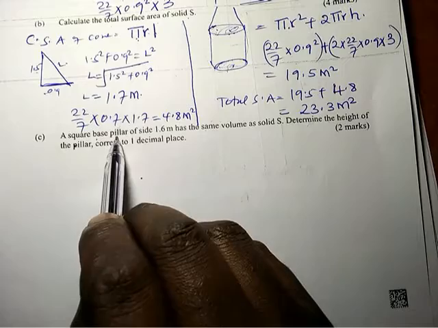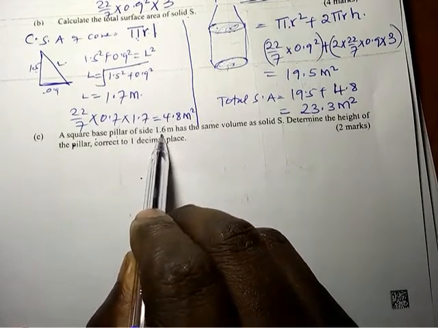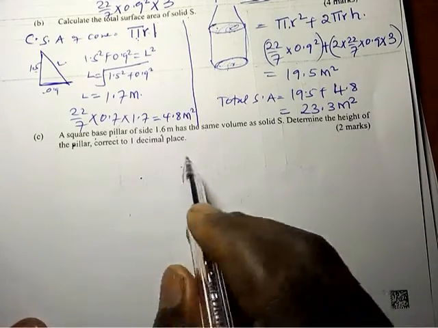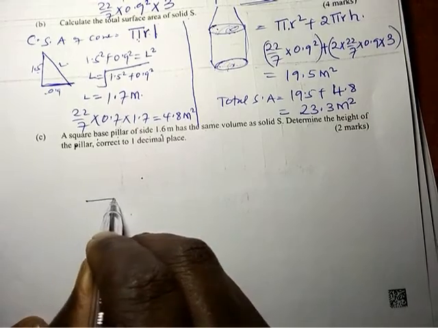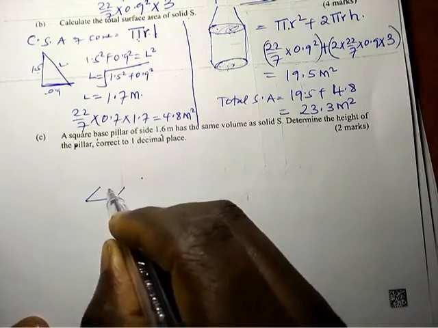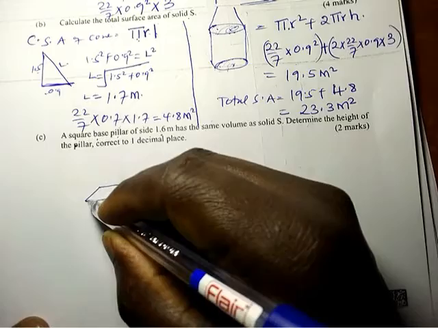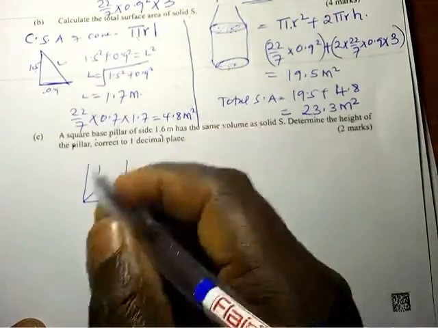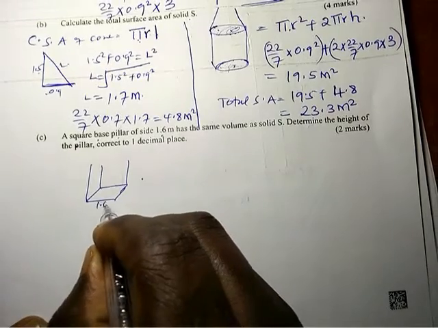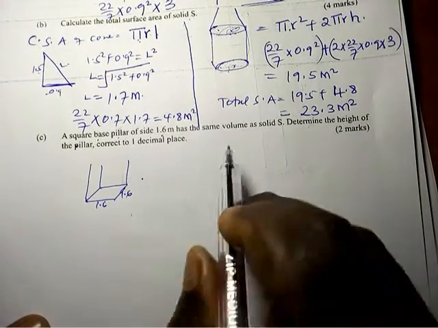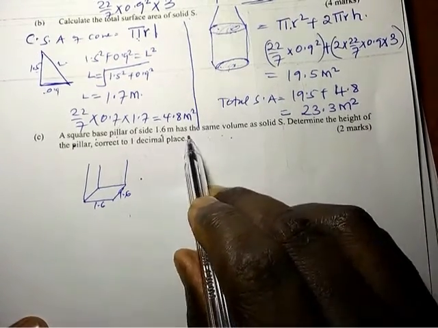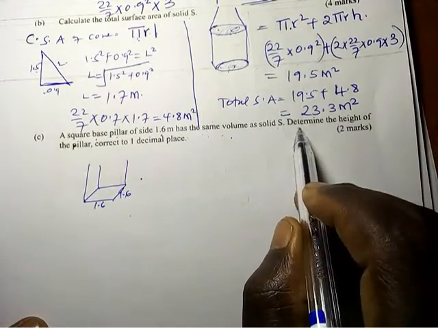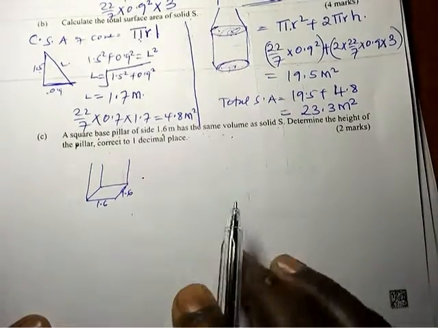A square base pillar of side 1.6, 1.6. The square is the base. That is a pillar. It has the same volume as solid S. Determine the height of the pillar. So they have the same volume.